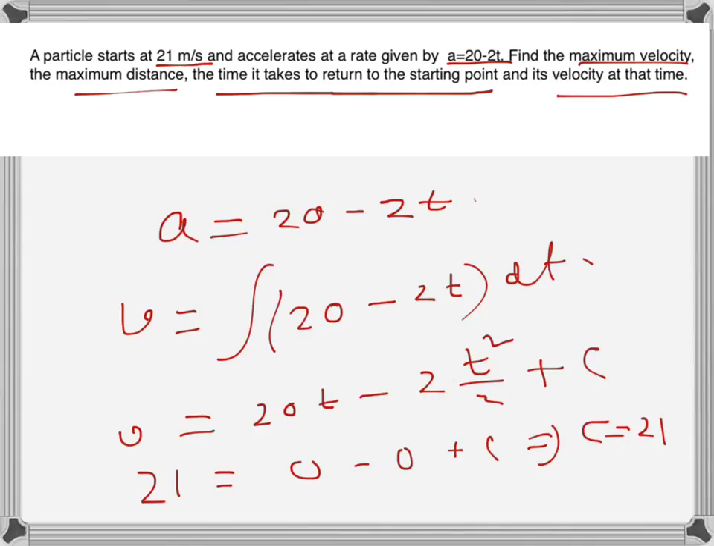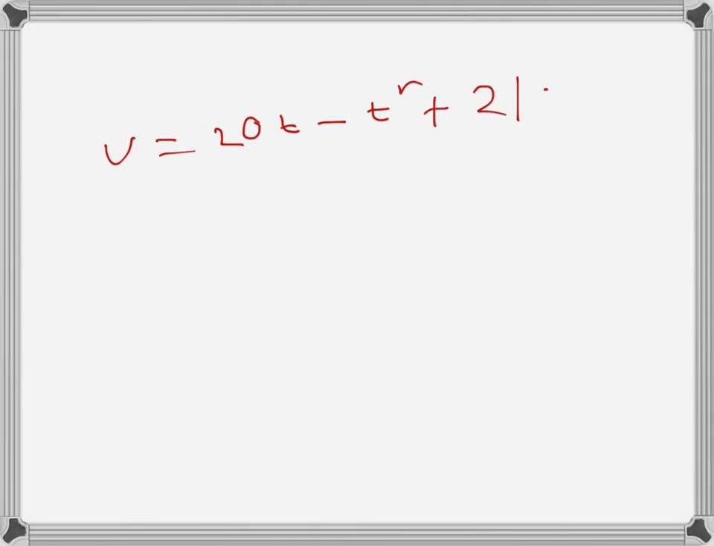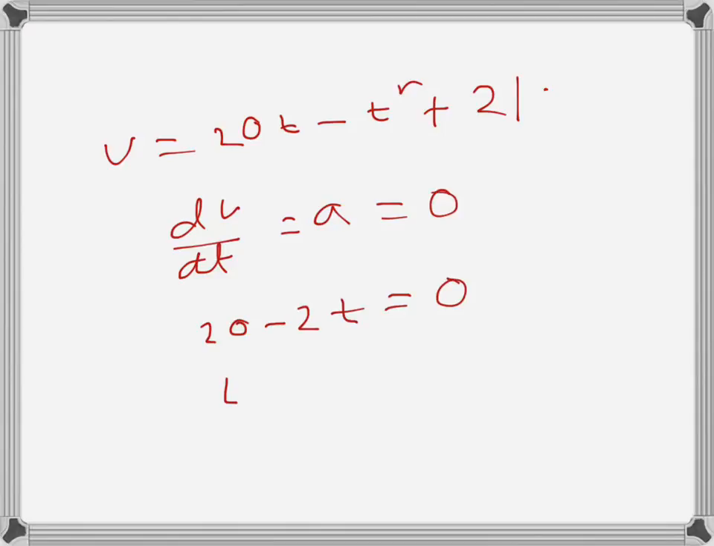Now we need to find the maximum velocity. At the maximum velocity, dv over dt, that is acceleration, will be 0. So 20 minus 2t, the acceleration that was given, is 0. So from here we get that at t is equal to 10, the acceleration will be 0.